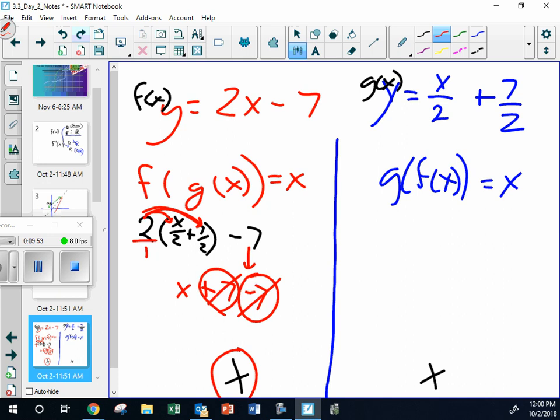g of f of x. Here's the g function: empty spot over 2 plus 7 halves. And I've got to put in a 2x minus 7 here.